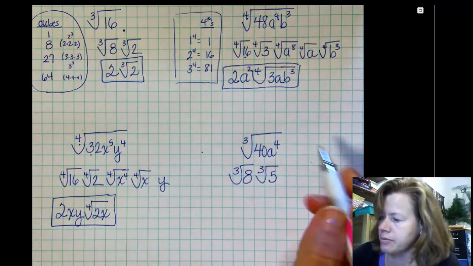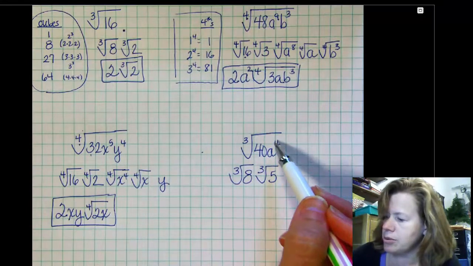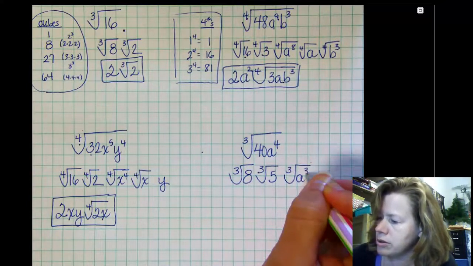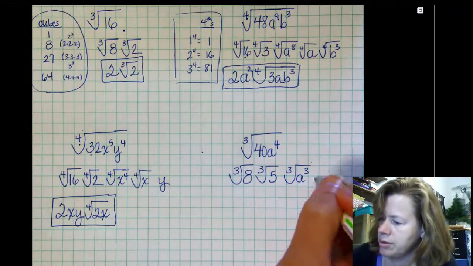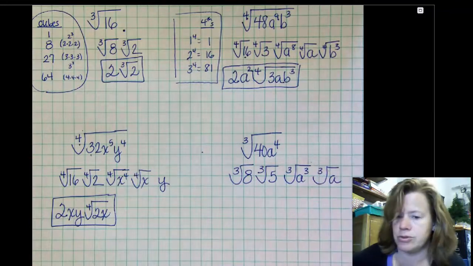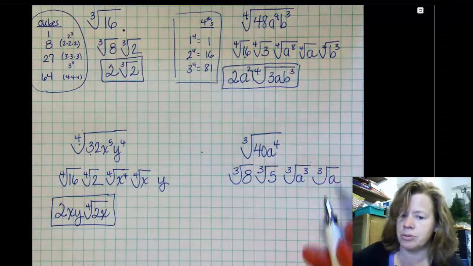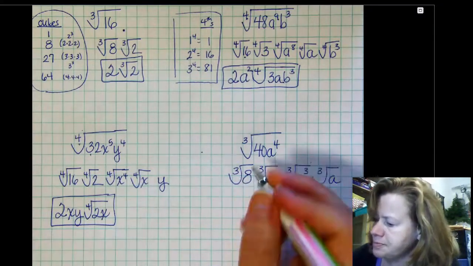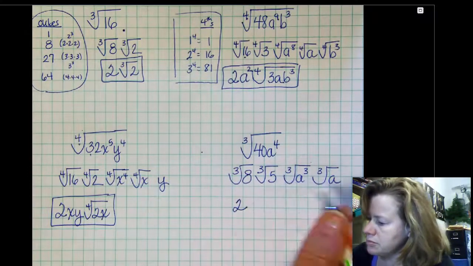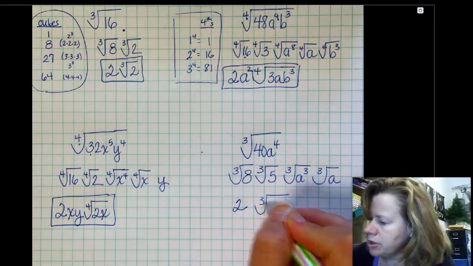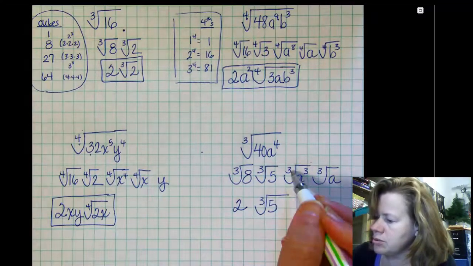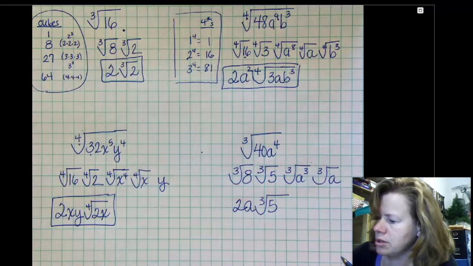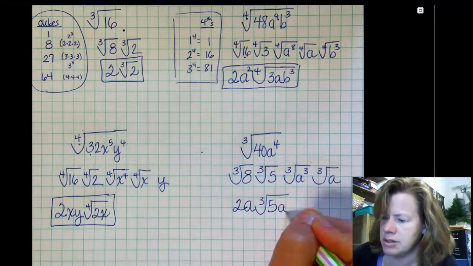A to the fourth, 4 divided by 3 is 1, so there's 1 a to the third that goes into a to the fourth, and then there's 1 a left over. So pull out the perfect stuff, leave the imperfect stuff inside. Cubed root of 8 is 2. Gonna have to leave cubed root of 5 in the house. Cubed root of a cubed, 3 divided by 3 is 1, so a to the first, and this cubed root of a to the first stays in the house.